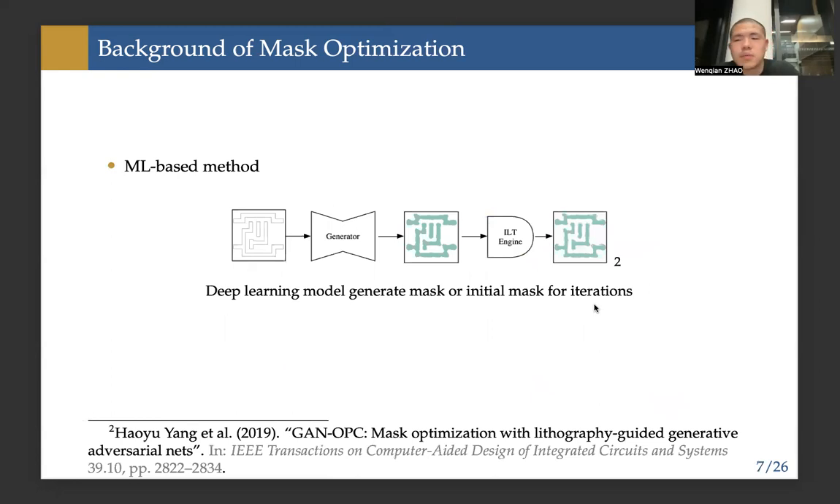Okay, and also there are some machine learning based methods to tackle this problem. Here, as you can see, the generator is a machine learning model, and given a design, it will directly output a mask. It can either be used as a final result, or used as an initial mask for the ILT engine to save the number of iterations.